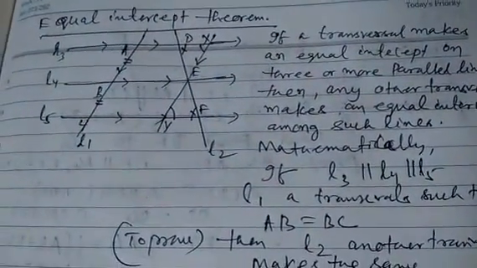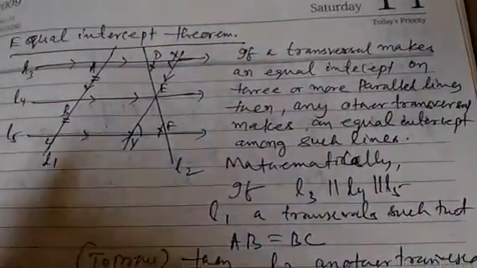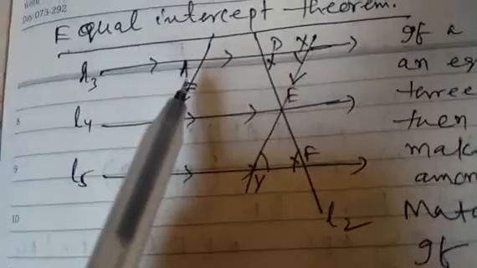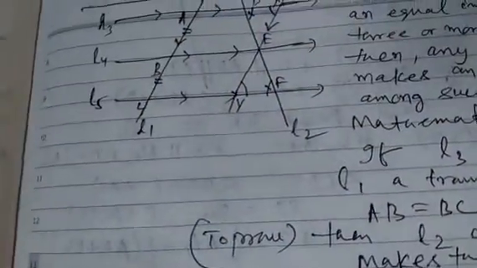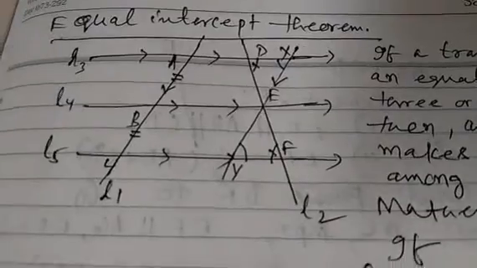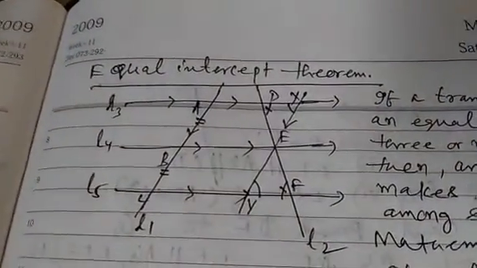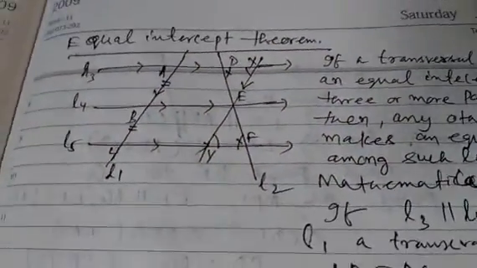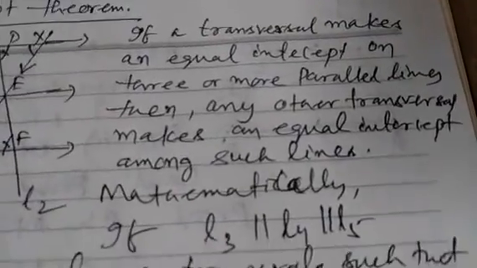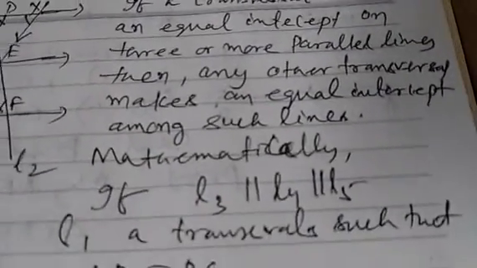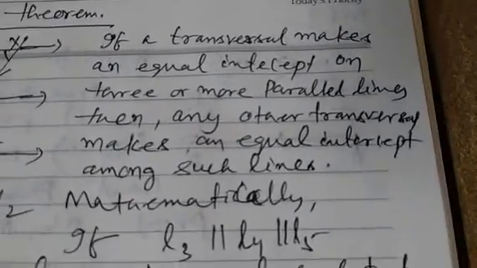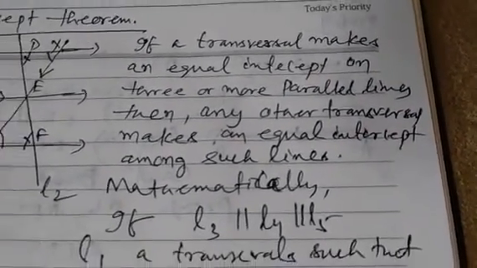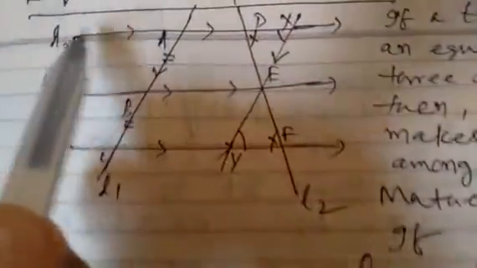Suppose 3 or 4 parallel lines are there. If you draw one transversal, it makes an equal intercept among these parallel lines. Then if you draw any other transversal line, that also makes equal intercepts among these lines. That is the equal intercept theorem. I repeat once more: if a transversal makes equal intercepts between 3 or more parallel lines, then any other transversal line you draw also makes equal intercepts among these lines. So let us try to prove it. Suppose L3, L4, L5 are the 3 parallel lines.